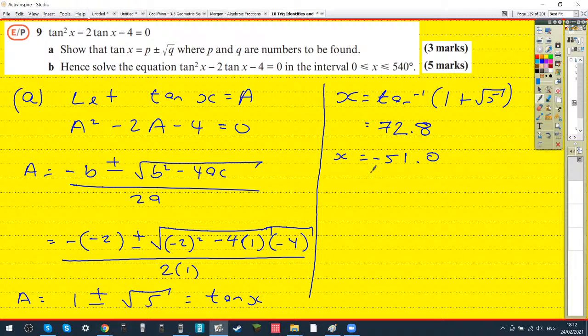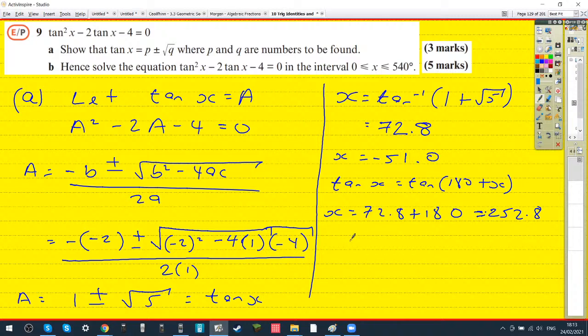So from here, is it still 360 minus? That's cos. Do you know the rule for tan? Tan, it's 180 plus. Well done. So 180 plus 72.8 is 252.8. Do I keep going until I get to 540? Yep. Okay. 432.8. Above that, it's too high. Right. Then minus 51, so 180 plus minus 51 is 129.